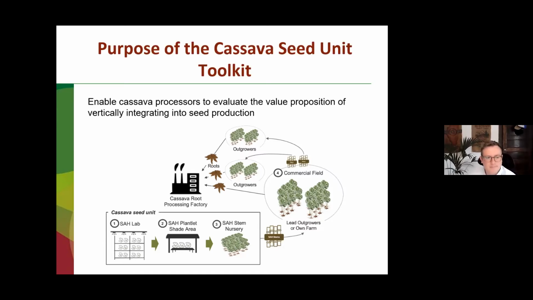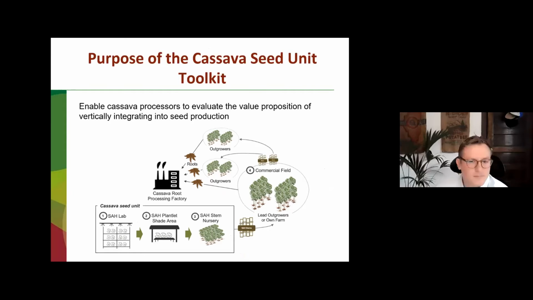But it's not enough just to have a theory. For processors to invest their time and resources, they need to evaluate the financial value proposition of establishing a seed unit. The purpose of this toolkit is to support processors' ability to evaluate the costs and benefit assumptions from the unique perspective of their enterprises.